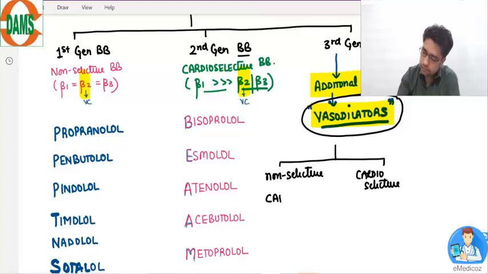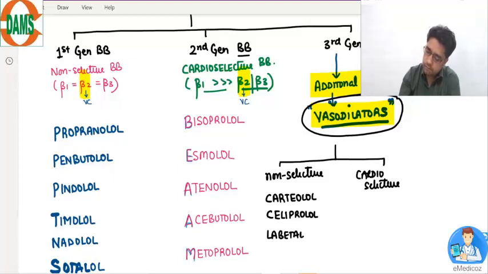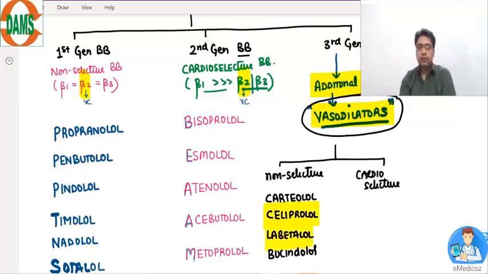Among non-selective, you will write carteolol, celiprolol, labetalol, and bucindolol. Among them, try to remember these two, they are commonly asked. Among third generation, you have to remember celiprolol and labetalol.